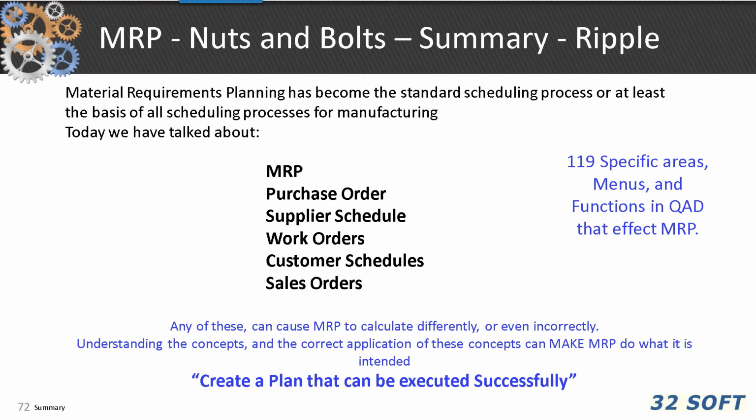Material requirements planning has become the standard scheduling process, or at least the basis of most scheduling processes for modern manufacturing. Today, we've talked about MRP, purchase orders, supplier schedules, work orders, customer schedules, and sales orders. There's over 115 specific areas and menus and functions in QAD that affect MRP. Any of these can cause MRP to calculate differently or even incorrectly. Understanding the concepts and correct application of these concepts can make MRP do what is intended, that is, create a plan that can be executed successfully.